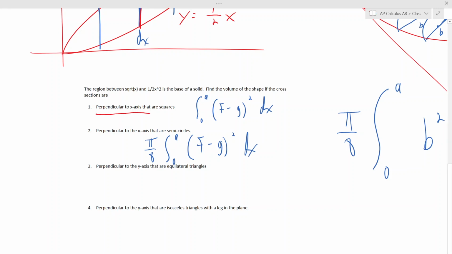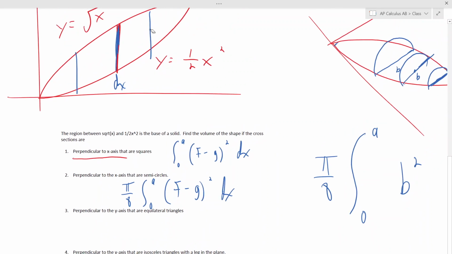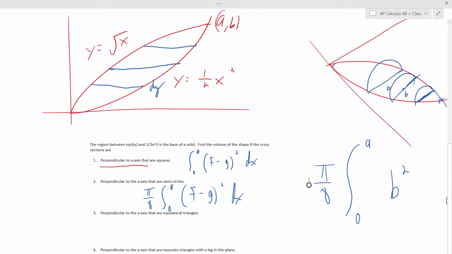For question 3, it changes up. Now we're perpendicular to the y-axis. Can you imagine this? Now our slices are running this way. They're still sticking straight up out of the board, but now they look like this. Well, that's an infinitely small change in y, so now I have to use dy. But the base is still from here to here, curve to curve.